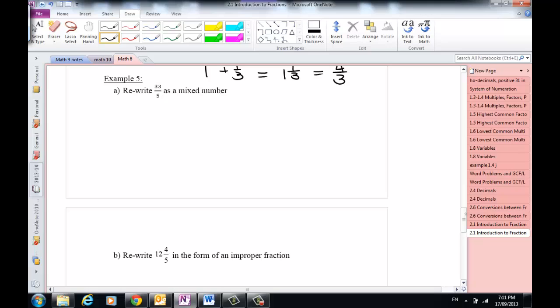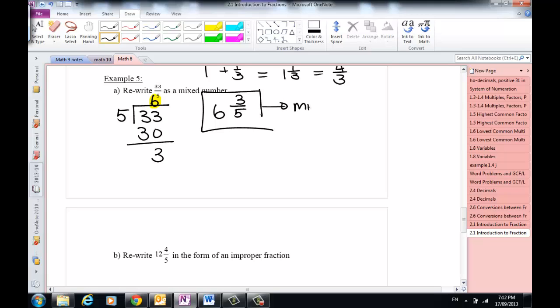Okay, so example 5, I want to rewrite 33/5 as a mixed number. So what I can do is I can use my long division. So I'm dividing 33 by 5. Well, the closest that 5 goes into 33 is 30, and that happens 6 times, and I have 3 left over. What this is saying is 5 can go into 33 6 times, and I have 3/5 left over. And that's our mixed number.